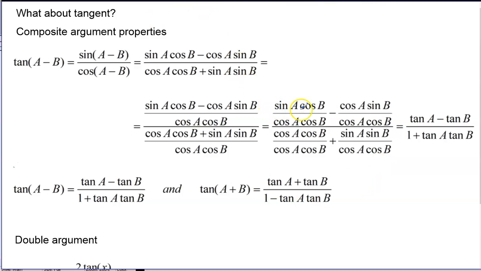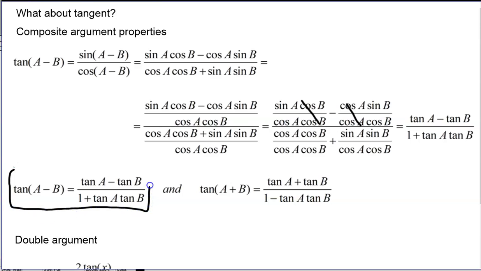Now what we notice here is the cosine B's divide out here, the cosine A's divide out here, so we end up with sine A over cosine A, which is tangent A, sine B over cosine B, which is tangent B. Cosine A, cosine B over cosine A, cosine B is 1, and then we have sine A over cosine A and sine B over cosine B, which is tangent A, tangent B. So here is what the property looks like.